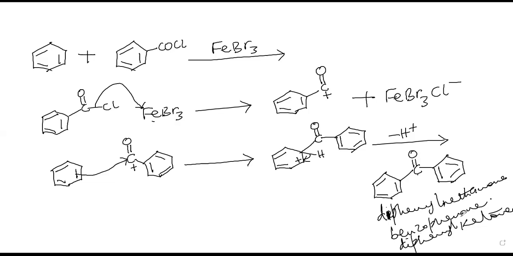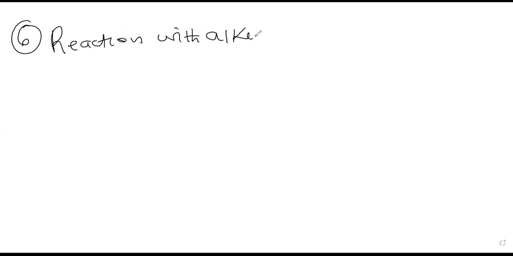Now from here, allow me to go to reaction number 6, which is actually my second last reaction. We are going to look at the reaction with alkenes. Still it is alkylation, but where we react directly with the alkenes. This is going to be very interesting because you need to know that for all reactions, you must generate an electrophile first. So reaction with alkenes is my reaction number 6.